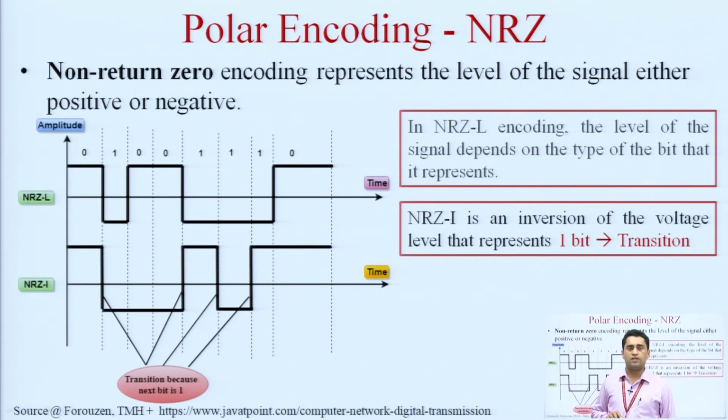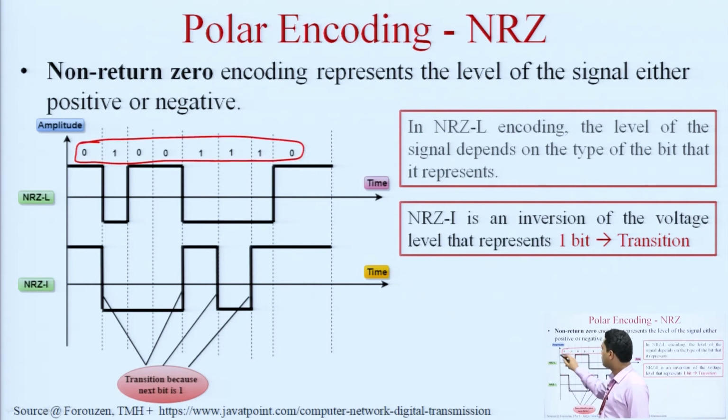Yes, this is the first category under the polar encoding scheme. What the polar encoding scheme says is that we have two levels, one is the positive one and another one is the negative one. How can we represent the positive and negative edge when the data stream is given in such a manner? This is your input data. In the question, this binary data stream is given to you and it is mentioned that you have to find the NRZ polar encoding scheme for this particular data.